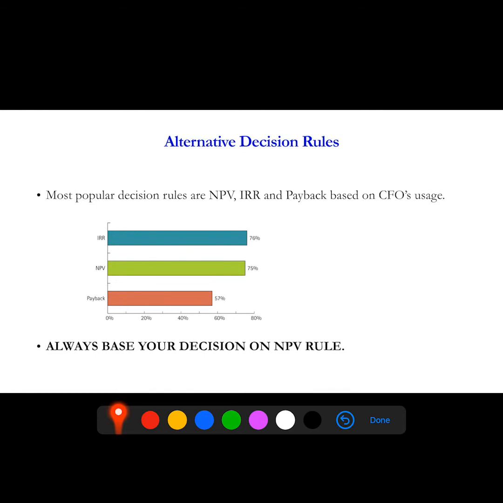So if the NPV rule is the most important rule, why do we need to know about the other rules? The reason is that you may encounter people that use these decision rules in a company that you're going to work for. So you should know about these investment decision rules and how you can apply them. Okay, so in the next slide, I'm going to talk about the payback rule.